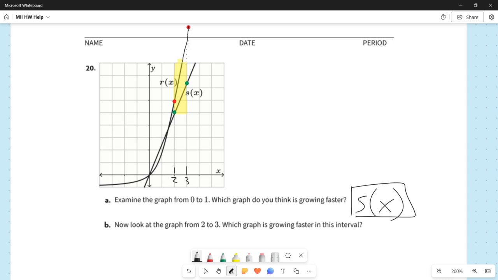Regardless of where you estimate this, between 2 and 3, I'll extend the highlight here, this is all between x equals 2 and x equals 3. It certainly looks like r of x at this point is now increasing faster, regardless of where you estimate that second red dot to be. Once you're in the 2 to 3 interval, r of x is clearly increasing faster than s of x. So for 20b, the function that's growing faster between 2 and 3 is r of x.